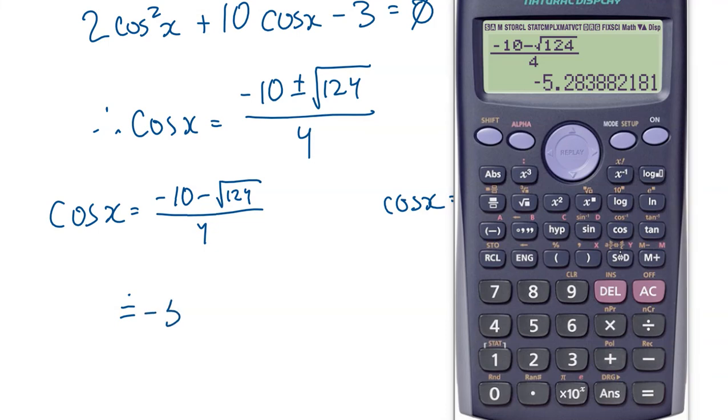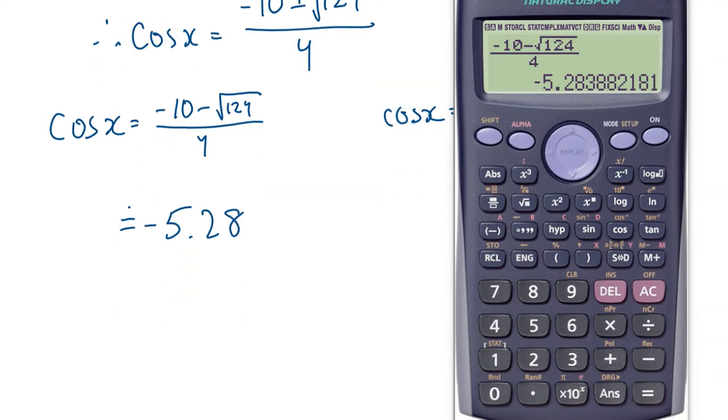This one's negative 5.28. So no solution. It's outside the range. It can't be bigger than 1 or smaller than negative 1. Somebody asked this morning, so all negatives have no solution? No, not all negatives. It's got nothing to do with the fact that it's negative. It's the fact that it's a negative value that's smaller than negative 1. Okay?